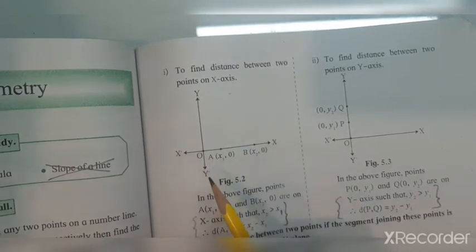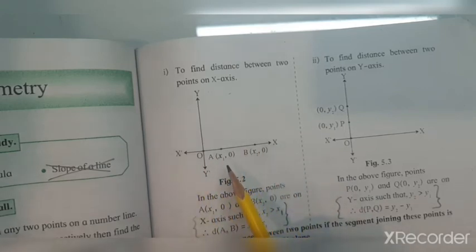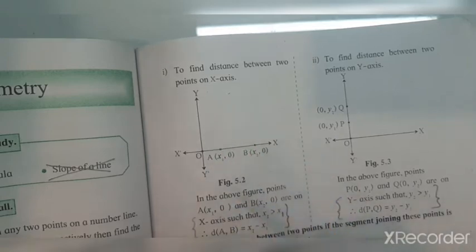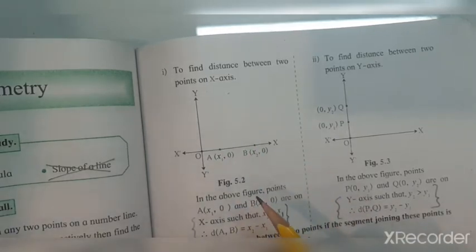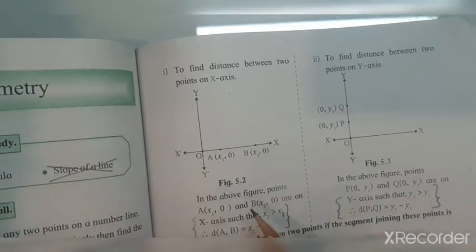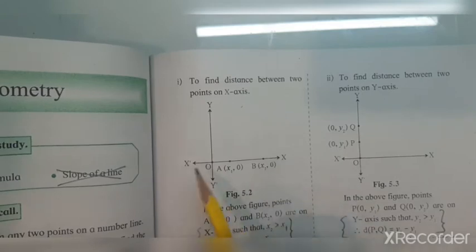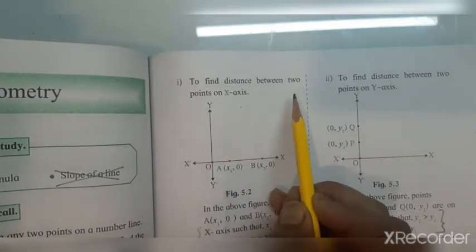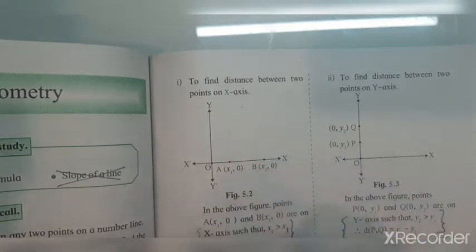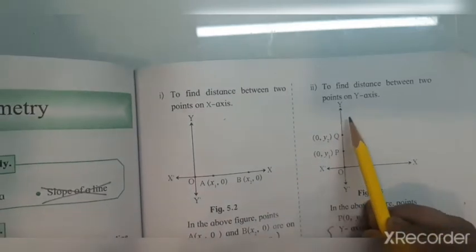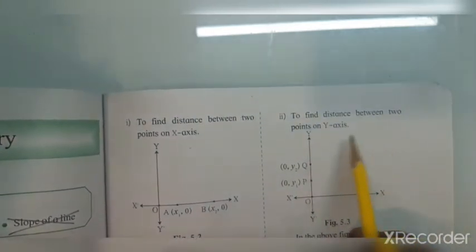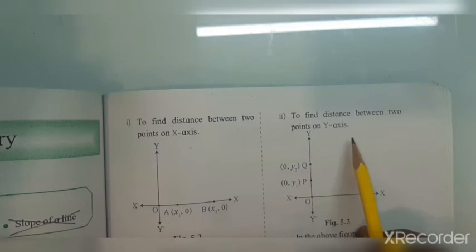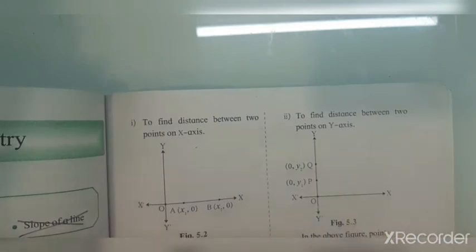Okay, now if we have to find the distance between the 2 points when they are in this coordinate system, when there is x-axis and y-axis, what we have to do? Now the first case is if the 2 points are on the axis. You can see here in this first example, we have to find the distance between the 2 points which are there on the x-axis. And the second case is when the 2 points are on the y-axis. So they have given here a formula.